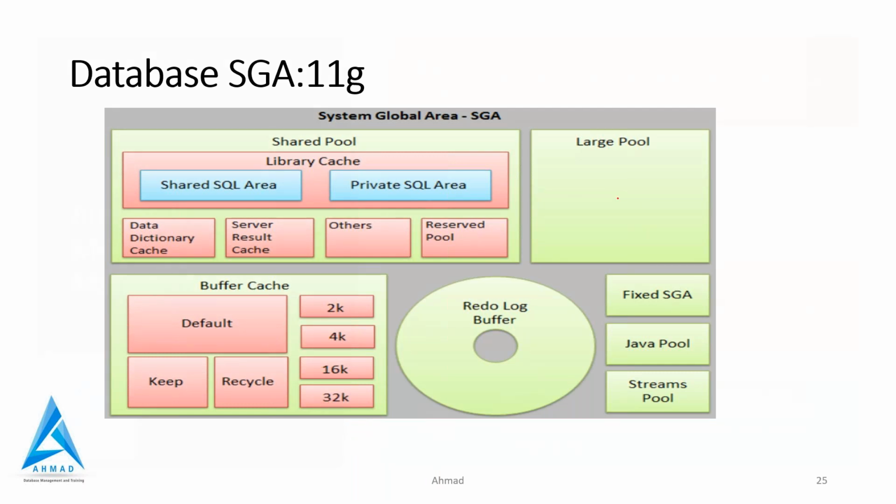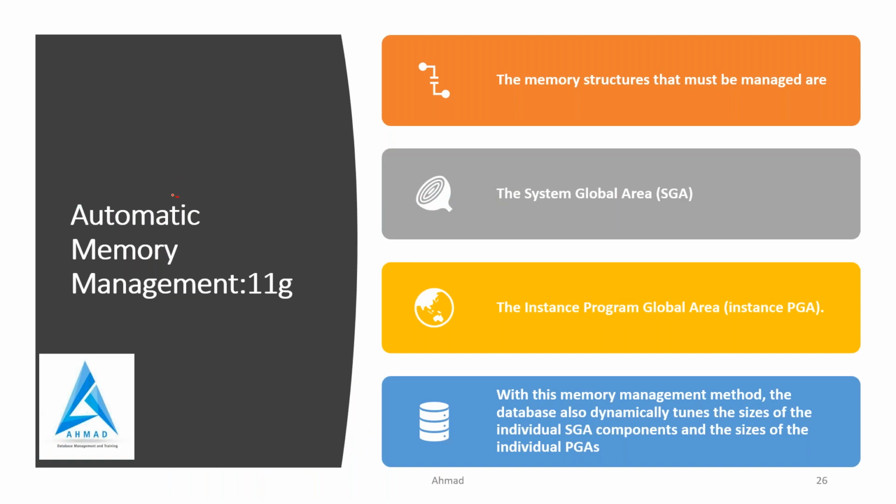Okay, so now another important thing happened in 11G, that is automatic memory management, which manages SGA and PGA both. That is a drastic change and a relief for the DBA for tuning purposes. So when 11G starts, you can manage SGA and you can manage PGA both. This is a very good thing in 11G.